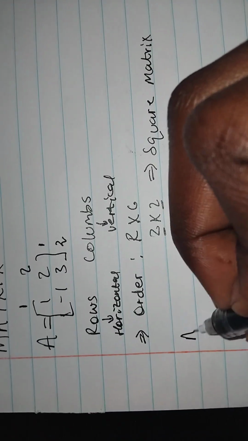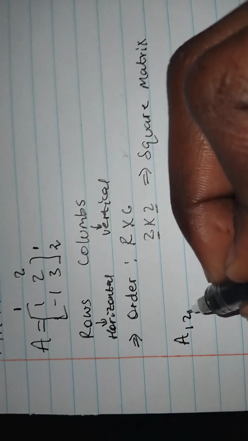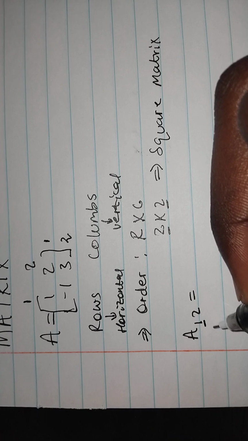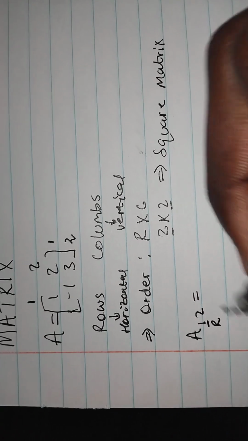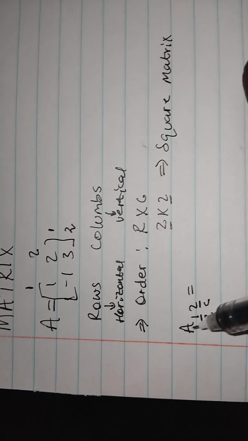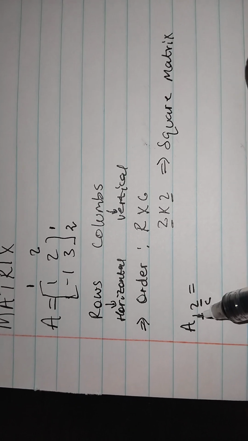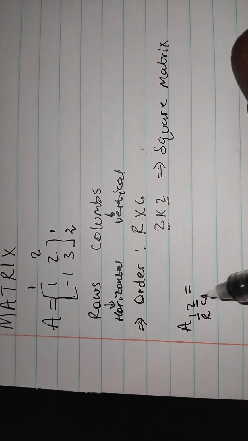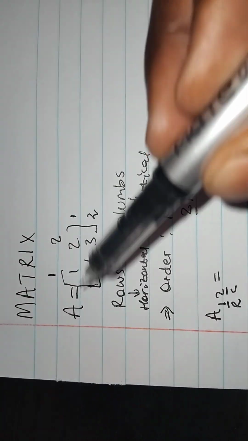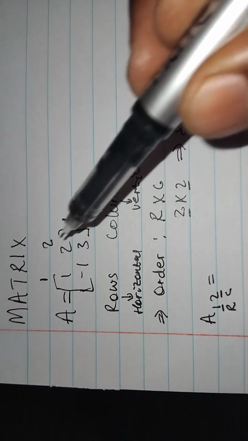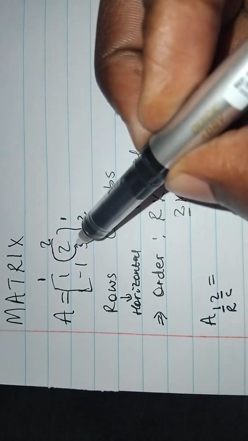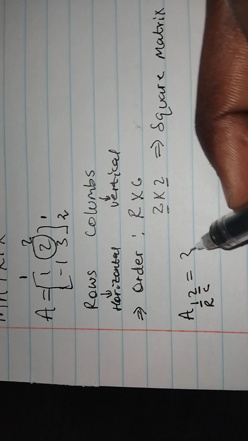Let's investigate more of matrix A. Let's suppose we want the entry A12. What this simply means is that the number 1 represents the row and the number 2 represents the column. On matrix A, we want to find the entry on row 1 and column 2. So we go to row 1 and column 2, and the intersection of row 1 and column 2 is this number here, 2. So A12 is equal to 2.